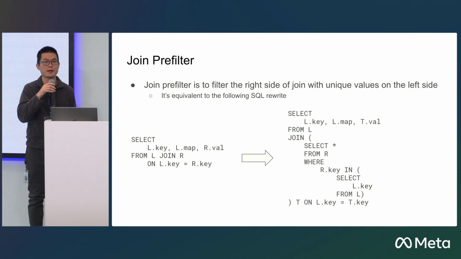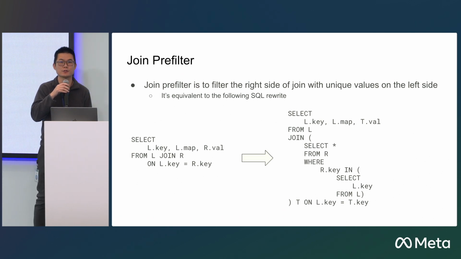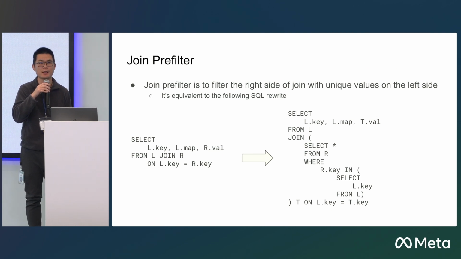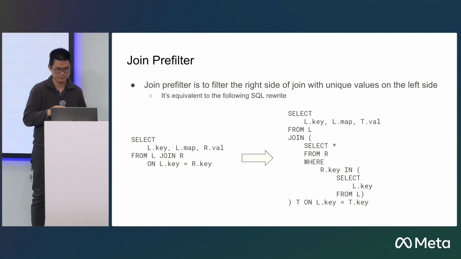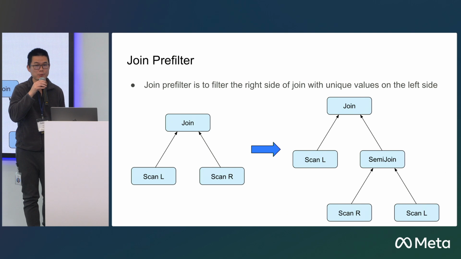Instead of joining the left table and the right table on the join key, we first do some prefilter on the right side. We filter the rows on the right side with the keys on the left side, and then we do the join. This is how the query plan looks before the optimization and after the optimization.